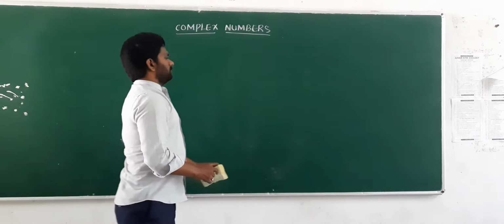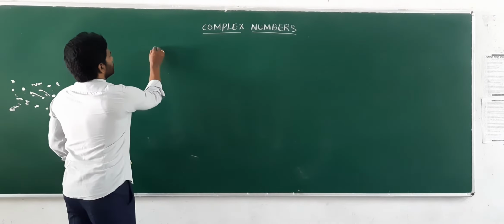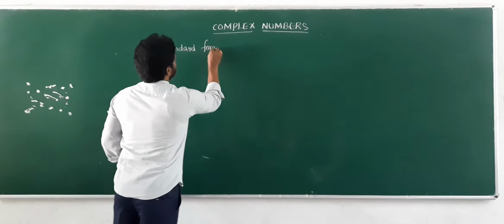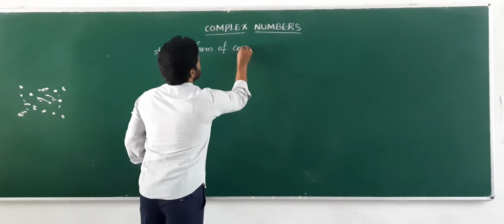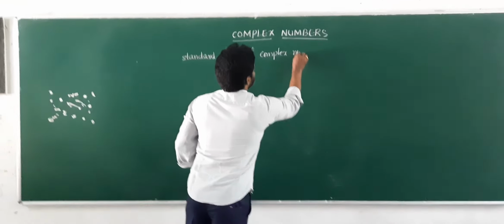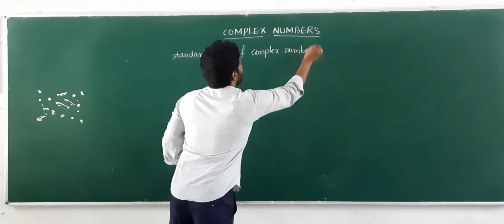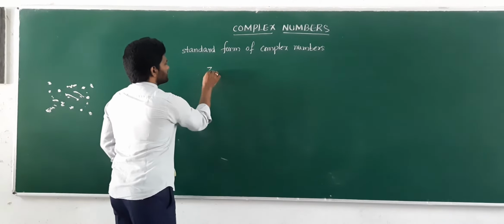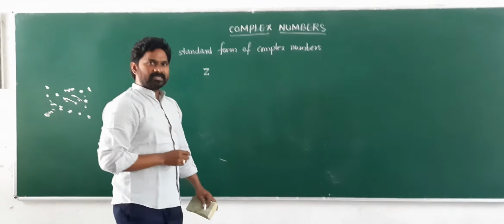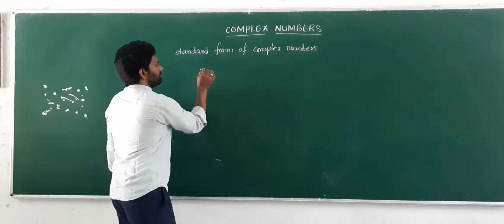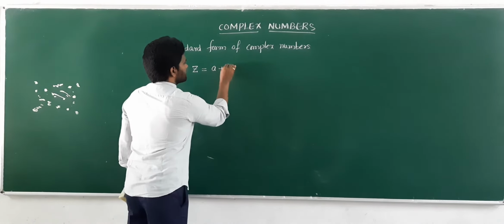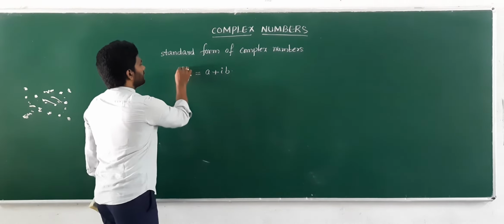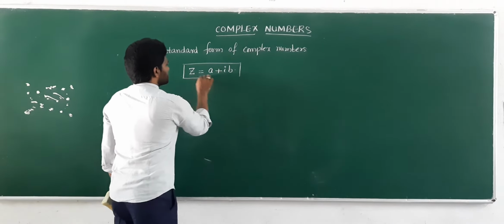Okay, the standard form of a complex number. Generally, a complex number is represented with z. If any number is in the form of a plus iota times b, or x plus iota times y, then that number is called a complex number.